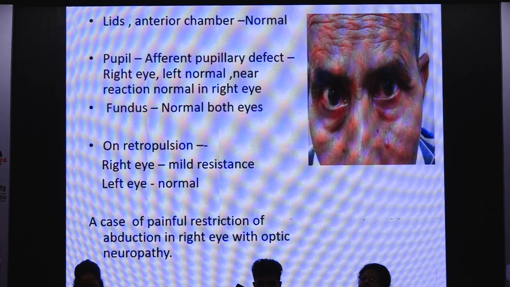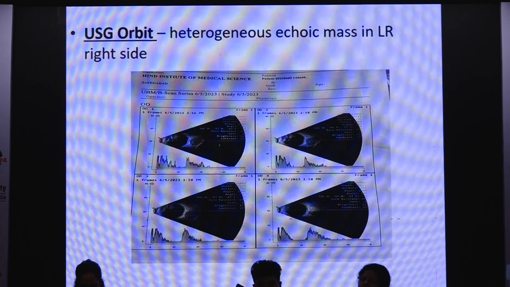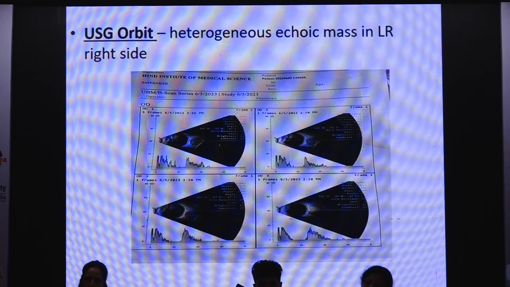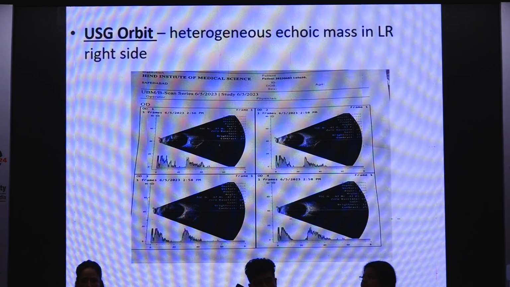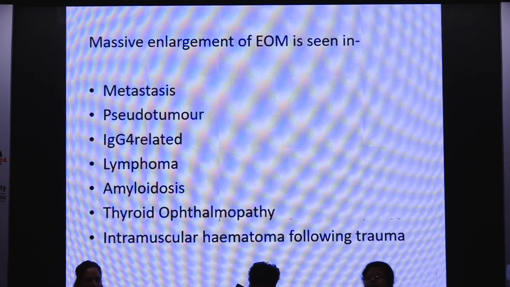What I found, there was resistance over there. And the proptosis was not there in this patient because they have a lot of atrophy of the retrobulbar fat. We got the ultrasound done. What we found was a marked enlargement of the lateral rectus muscle, with heterogeneous echogenicity of the muscle. Considering the age of the patient, more than 60 years, with marked pain, limitation of movement, and enlargement of the lateral rectus muscle, I thought it might be a metastasis in the lateral rectus muscle.